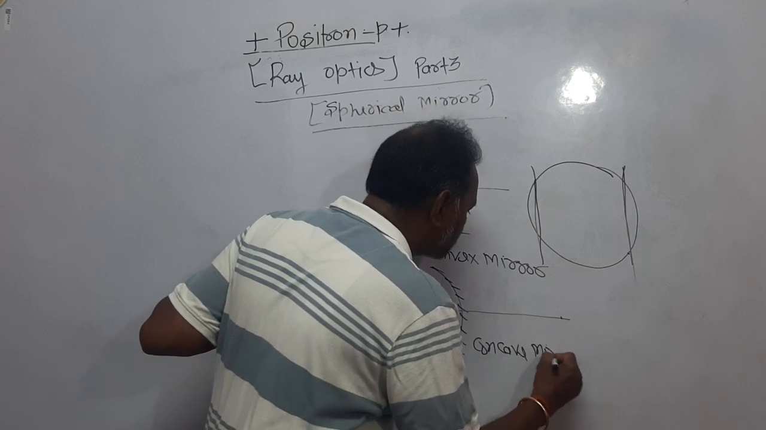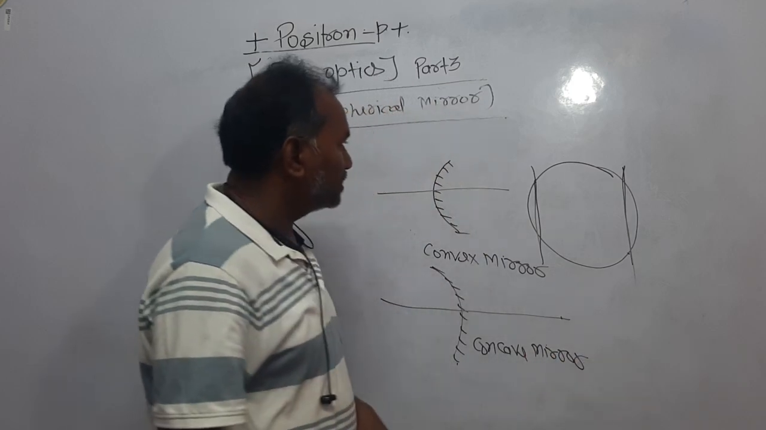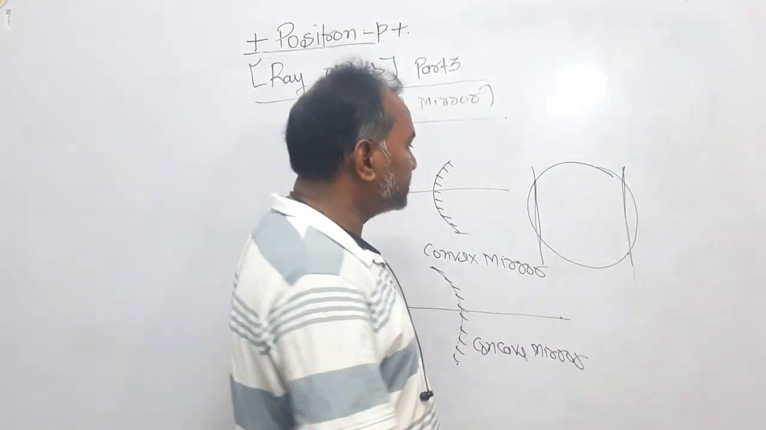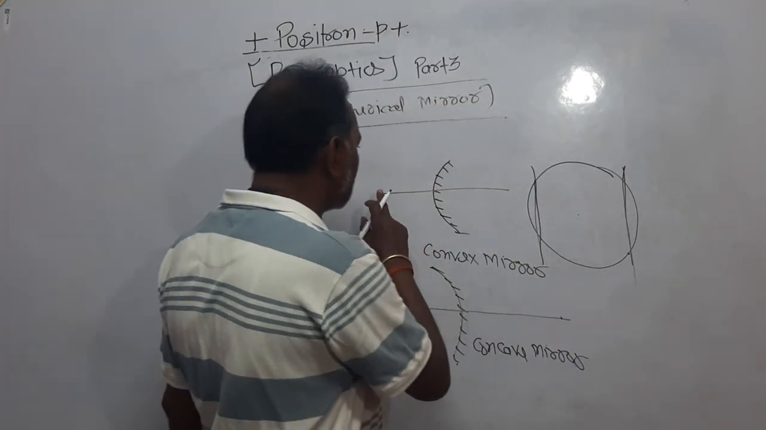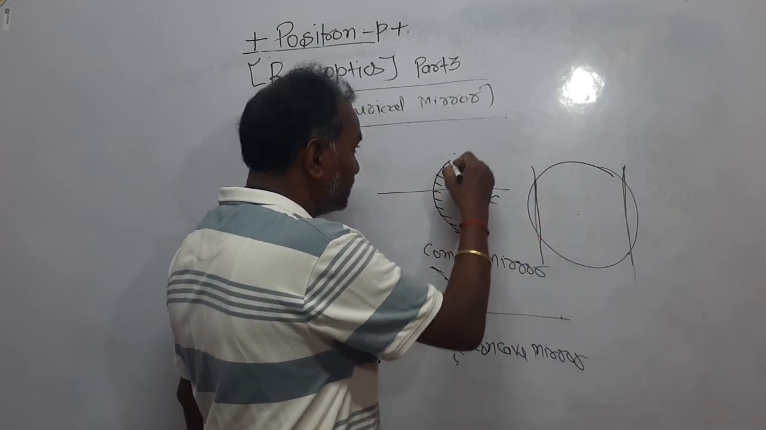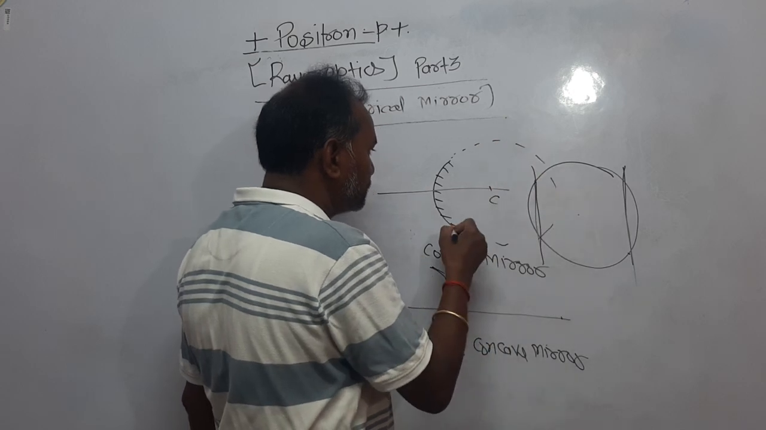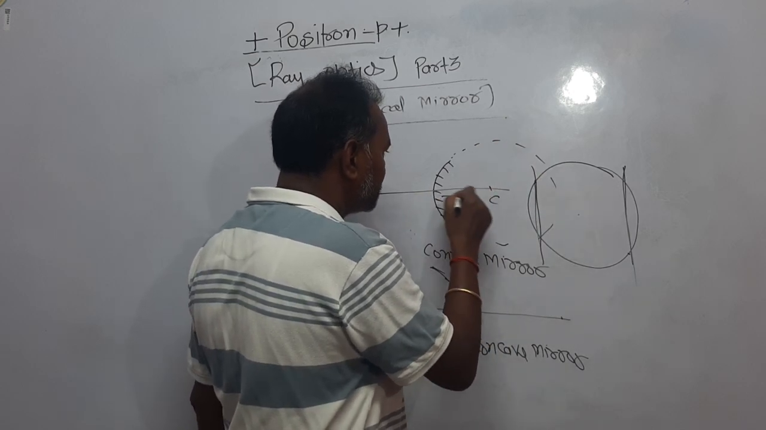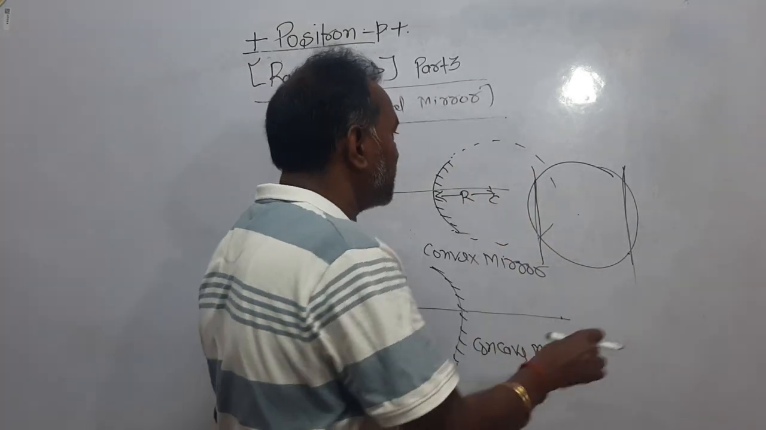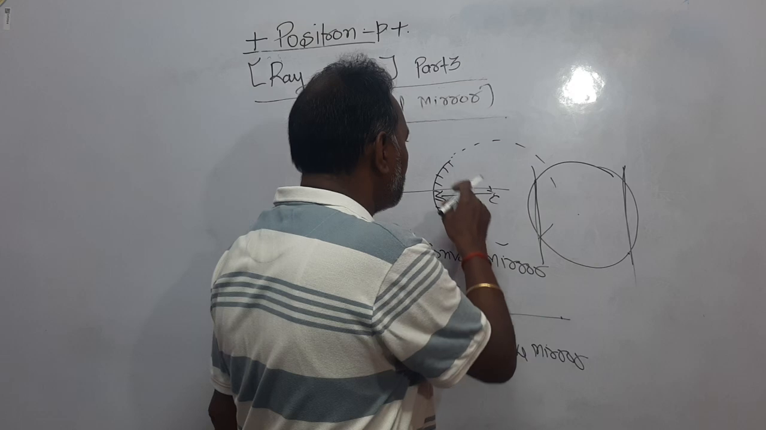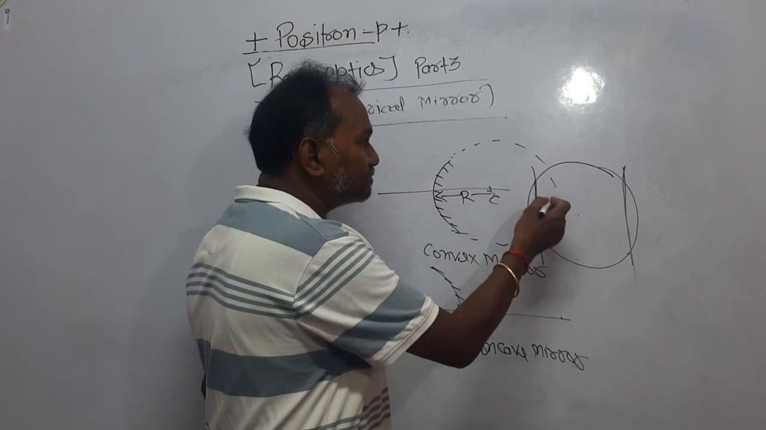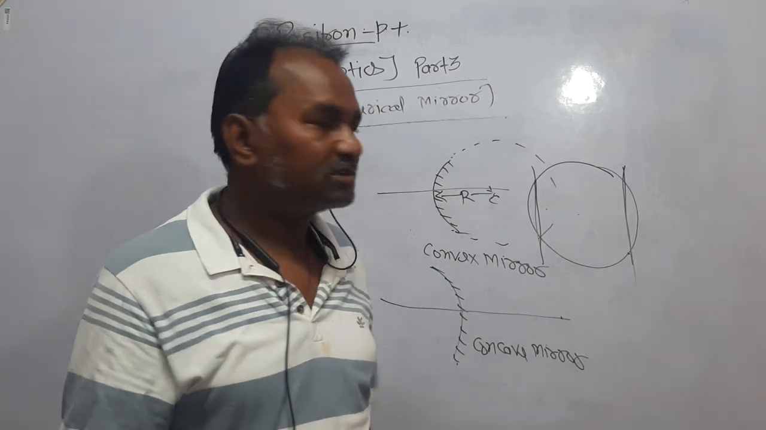Dear students, I said that spherical mirrors are part of a sphere. Then the center of that sphere is the center of curvature. If you imagine the complete sphere, it will be like this. This is the center and this is the radius. So the center of the sphere, of which this convex mirror is a part, is the center of curvature, and the radius of that sphere is the radius of curvature of this convex mirror.